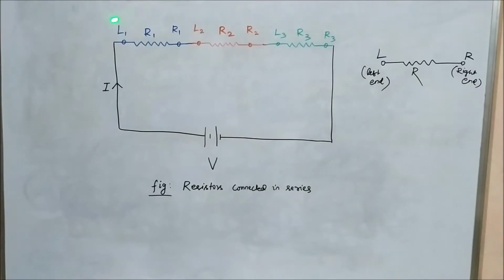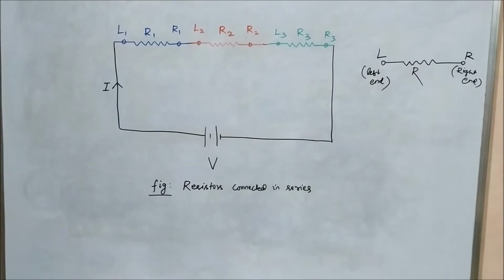Now, here I said that this is series connection of resistors. This is a circuit which represents series connection of resistors. Now the first question that might be popping up in your head is how can you say that this is series connection of resistors? Now, whenever the resistors are connected in series or parallel, there is a certain pattern, a unique pattern which is associated with those connections.